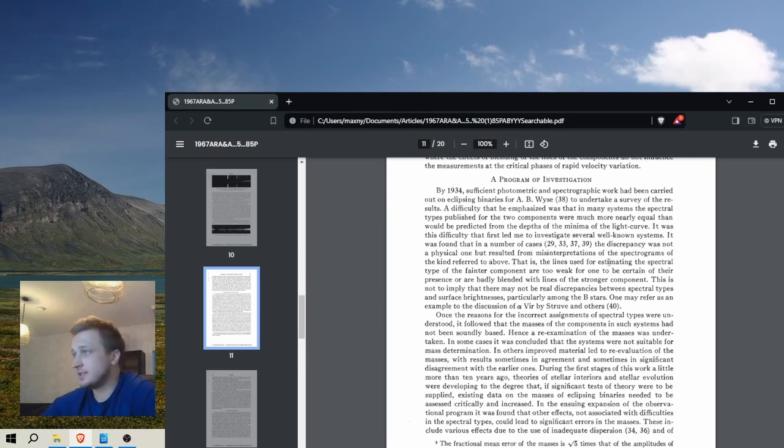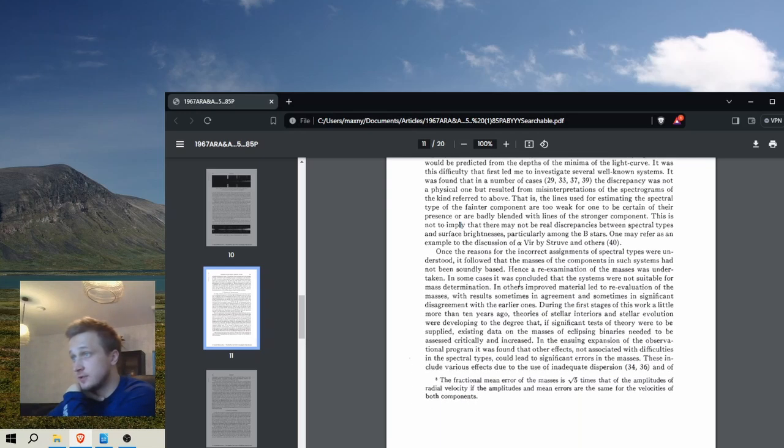That is, the lines used for estimating the spectral types of the fainter component are too weak for one to be certain of their presence, or are badly blended with lines of the stronger component. This is not to imply that there may not be real discrepancies between spectral types and surface brightness, particularly among the B stars. One may refer as an example to the discussion of Alpha Virginis by Struve and others.